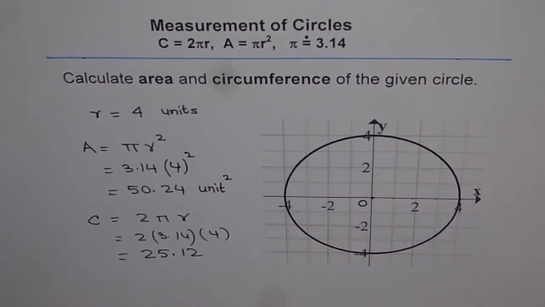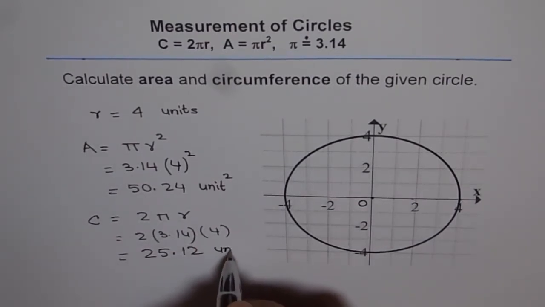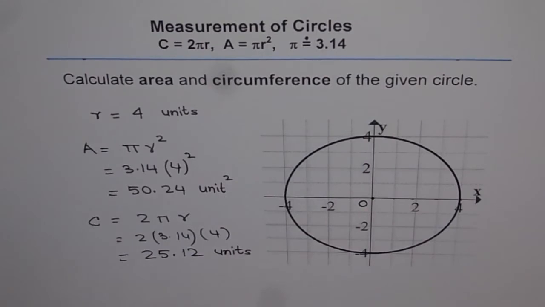So that is the circumference. What is the unit? Since we don't know any units, we just write units. That's it, right? So we get a circumference of this circle as 25.12, correct?